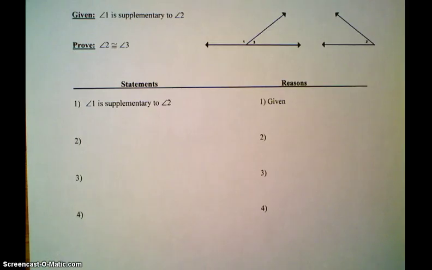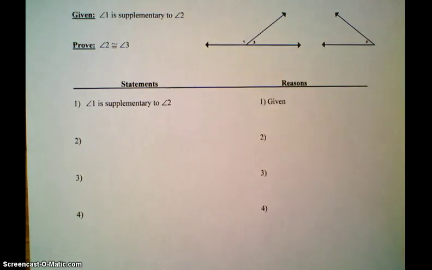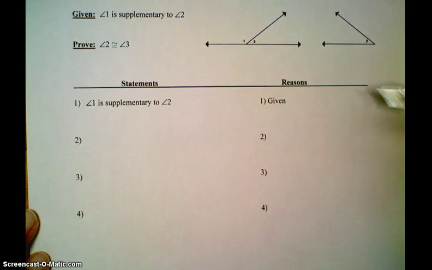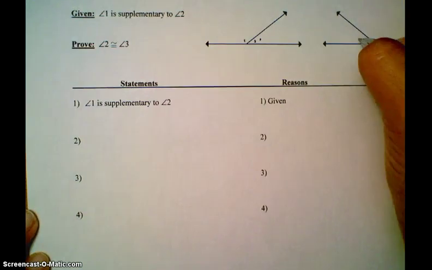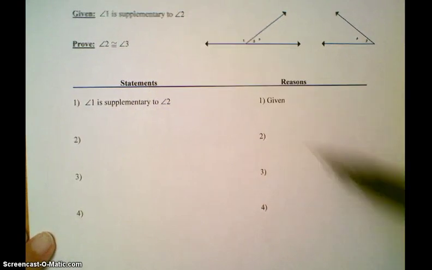Okay, for our next proof, we are being given that angle 1 is supplementary to angle 2, and we're also being asked to prove that angle 2 is congruent to angle 3. So sometimes what I like to do is I will just put a little dot in my paper to show that those are the two angles I'm trying to prove equal to each other. I'm not going to mark them equal because, again, we don't know that for sure. We're trying to prove it. And again, there's no way to mark that something's supplementary.